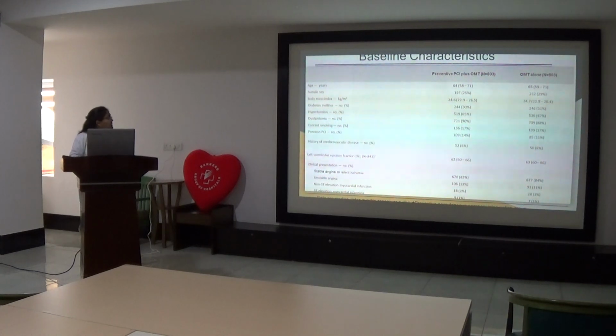The baseline characteristics: mean age was 64-65. The female ratio is less, only 25% or 29% females were included. Most were considered for stable angina, 83%, and only 1% was ST elevation. EF was always normal, 60%, and that is all.